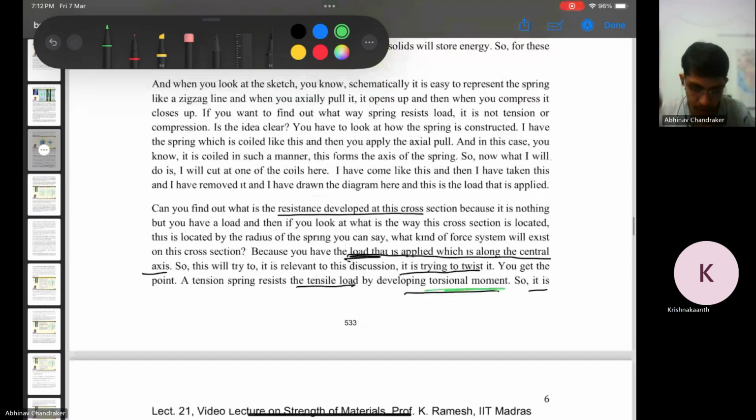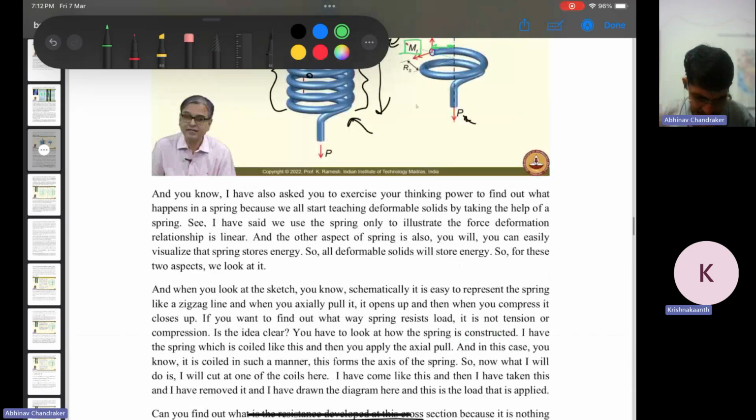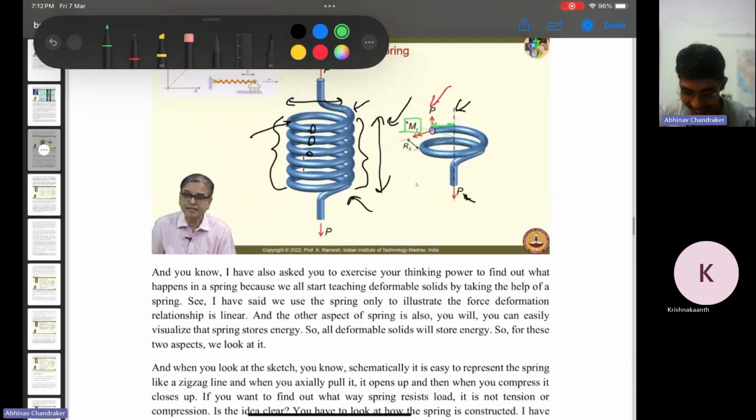So you got it? Or is it still partial? I'm a little bit confused regarding the word twisting in this paragraph. Yeah, this is difficult to visualize.